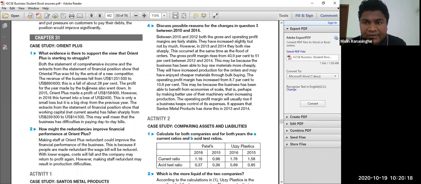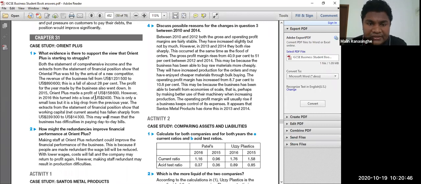You know how to find the difference of the 2 years, right? Final minus initial, divided by initial, into 100. So that's why the revenue, you can see, fell by 28%, and the profit for the year made by the business also went down. In 2015 their profit was 158,600 after tax, and in 2016 it has turned into a loss of 2,400.